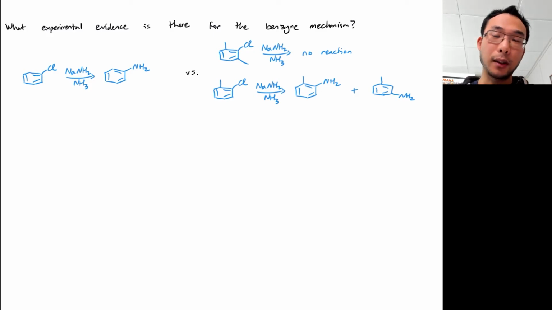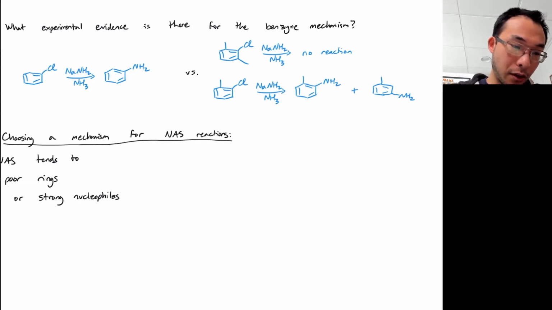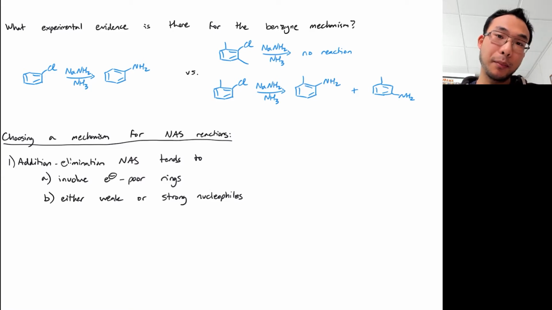The natural follow-up question to all this then is, well, given a potential nucleophilic aromatic substitution reaction, how can I tell which of these two mechanisms is more likely? And there's a few things we can look for. So addition-elimination NAS tends to generally involve very electron withdrawn rings, so very electron poor rings, and they can involve either weak or strong nucleophiles, so the nucleophile doesn't really matter. The way we get the reaction to happen is to have really good electrophiles.